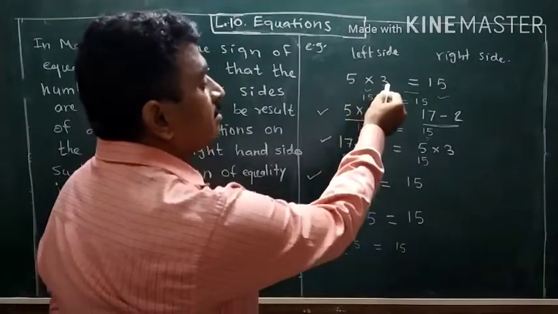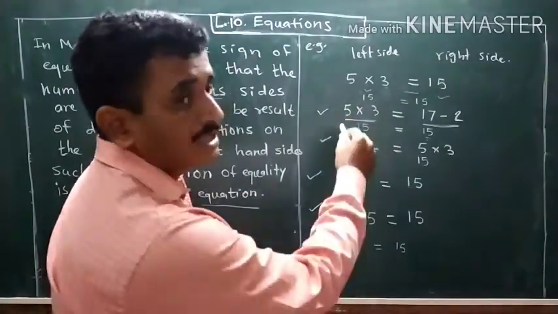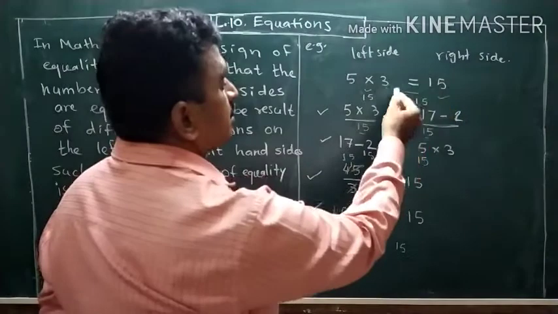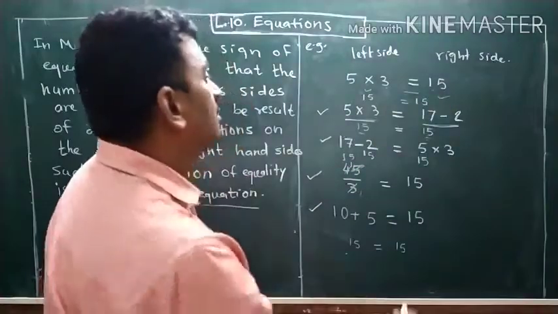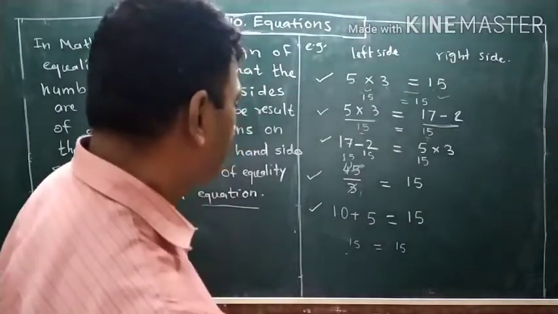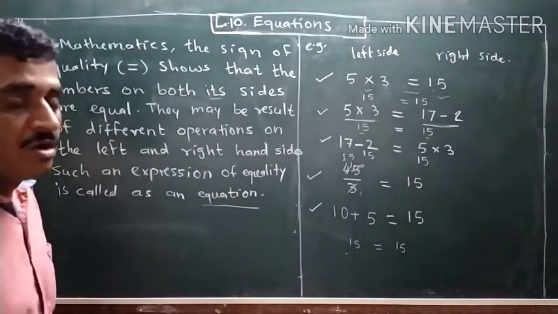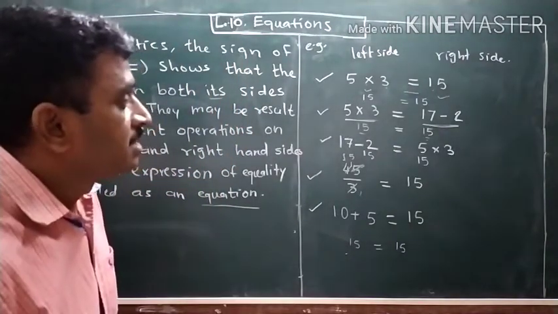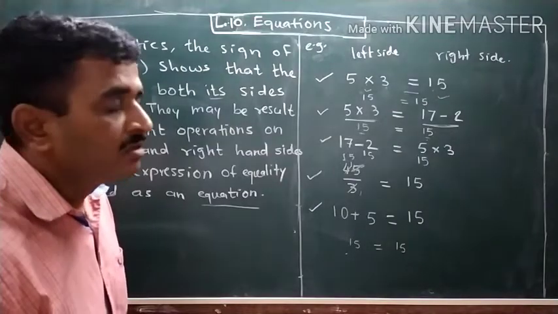Now here 5 multiplied by 3 is 15, is equal to 15. So 15 is equal to 15. That's why it is also called an equation. So all these types are called an equation.